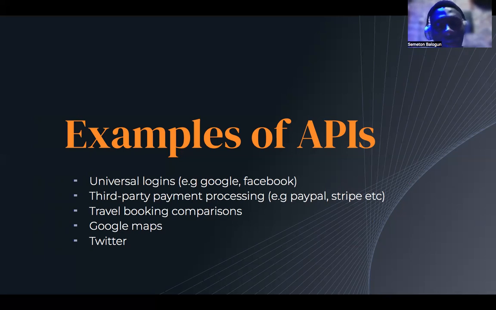You can just use that one. So you can talk to PayPal using their API. The travel booking comparison tool works. Google Maps, you can get the API and you can even use it in your own application. You can use the Google Maps API. Twitter also, you can use that public API.